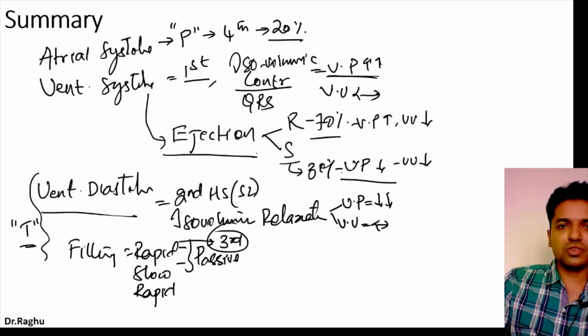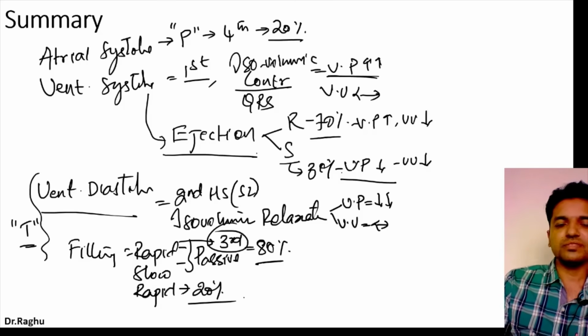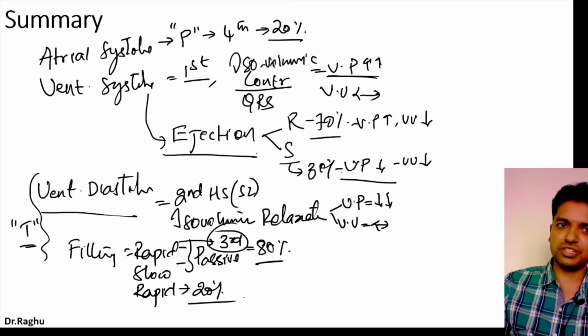The rapid and the slow filling which is passive is resulting in movement of 80% of the blood from the atria into the ventricles, and the filling which is occurring because of the atrial contraction or the atrial systole is causing 20% of the blood to be ejected from the atria into the ventricles. As easy as that.